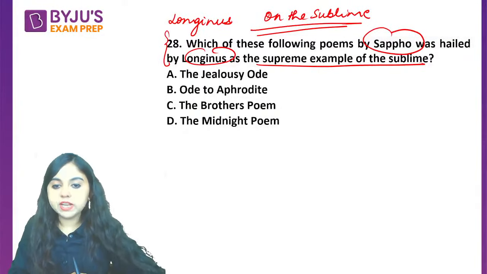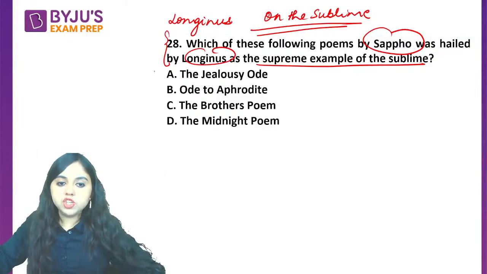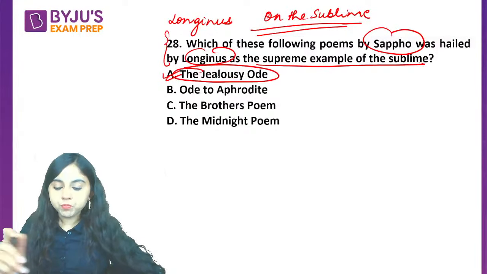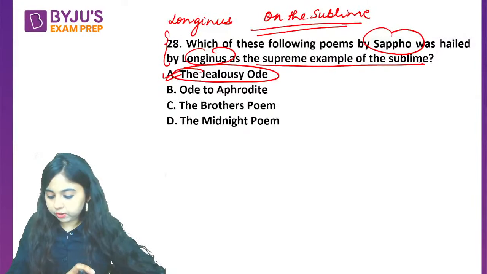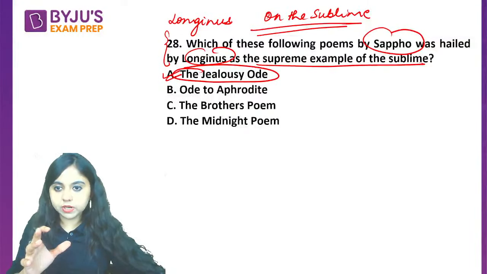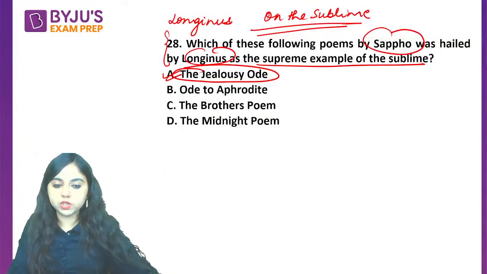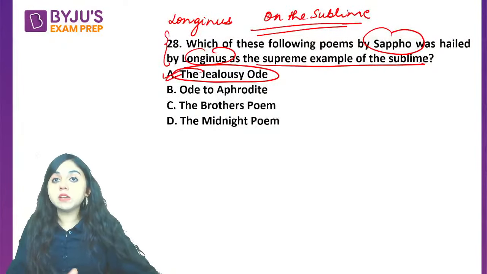Yes, absolutely right. Jealousy Ode is the right answer. Okay, so do make it a point that you are also looking at classical writings. You can update this in the Longinus part as well. Jealousy Ode is written by Sappho. Sappho is hailed as the tenth muse, so to say.